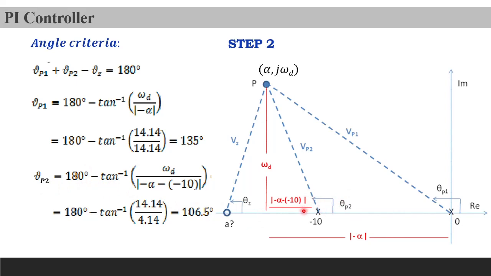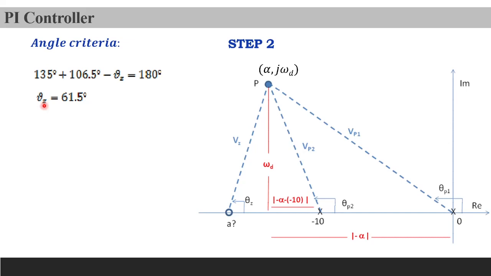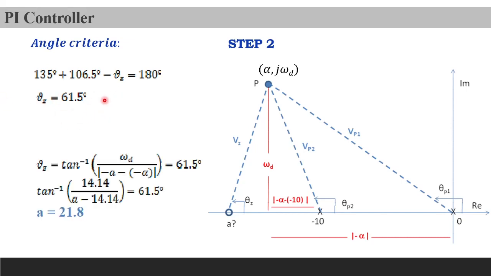And this angle is actually equal to tangent inverse of WD minus this value, which is minus alpha minus 10, minus of minus 10. So you substitute that and you find the value of angle P2, which is 106.5. And if you know both these values, you can substitute into the forward equation and find the respective value for delta Z, angle Z, which is 61.5. Now you have all the angles figured out.